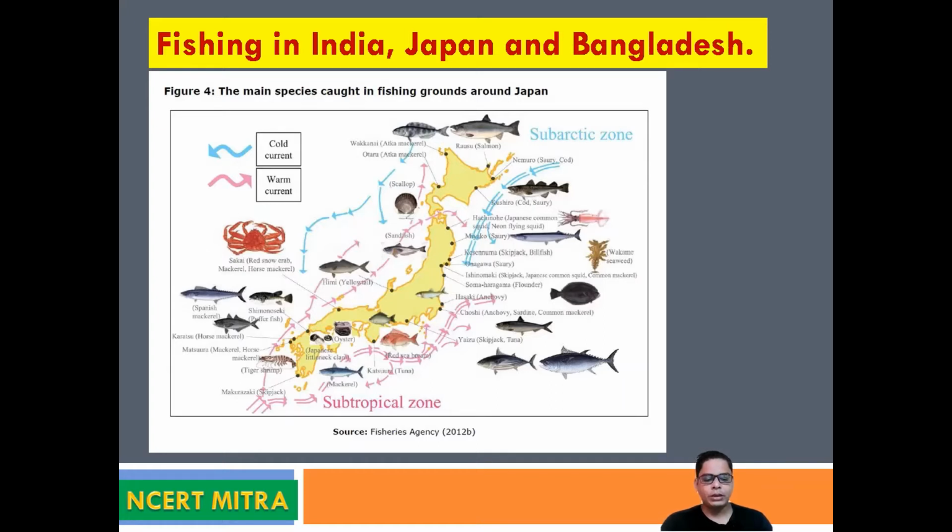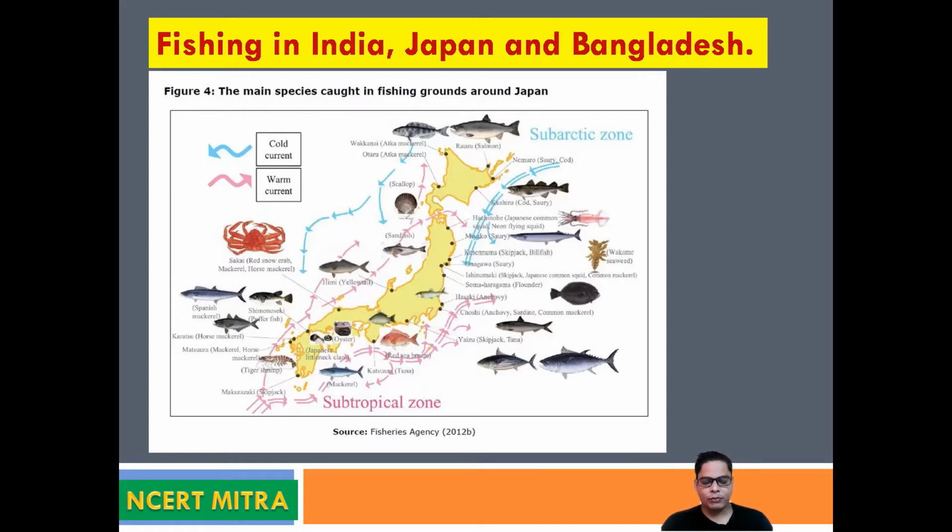Then come to the warm current, the Kuroshio current, which moves from the subtropical zone. Another current from the north is the cold current, the Oyashio current. When the Kuroshio current and the Oyashio current mix in the coastal area, this area is very suitable. The Japanese are good navigators and they have modern technology, and by using it they can easily catch a number of fish in this coastal area.